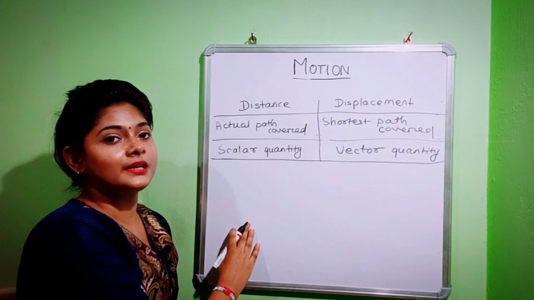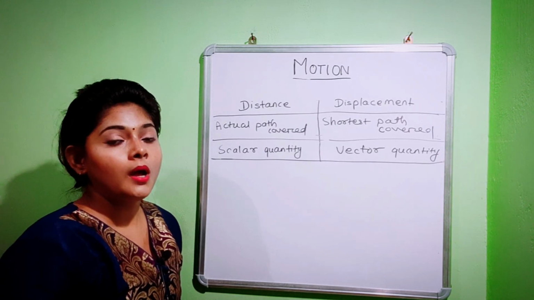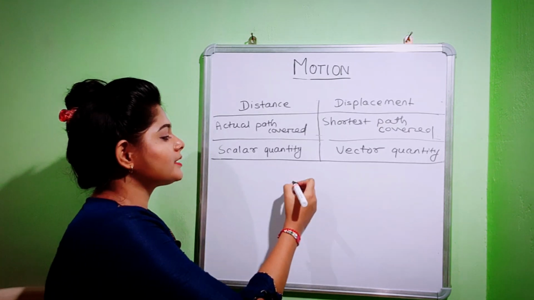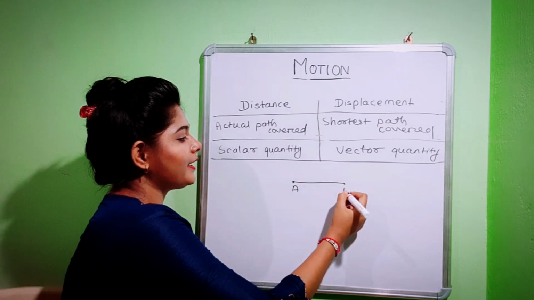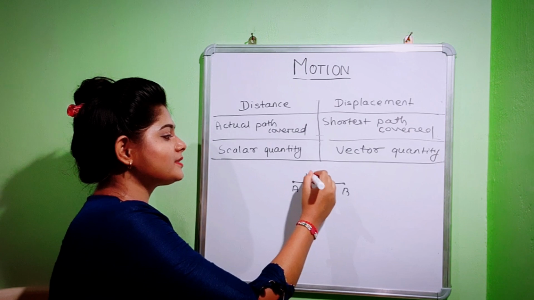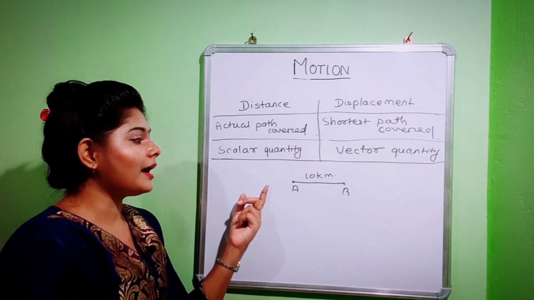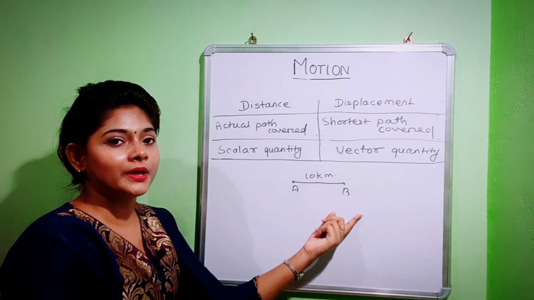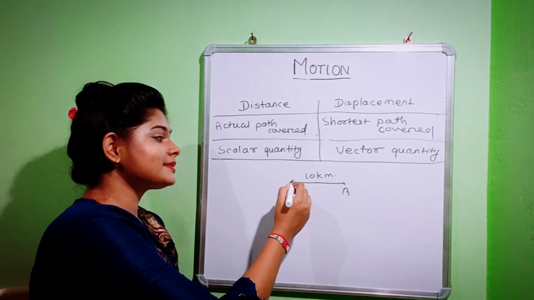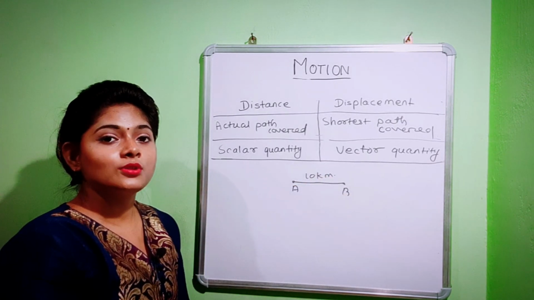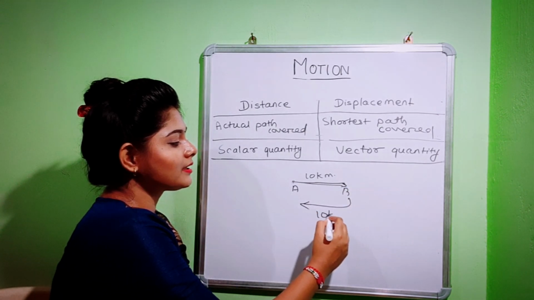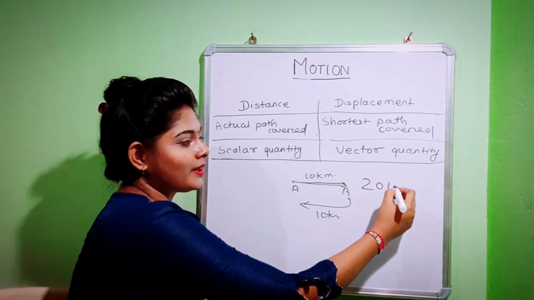So the third difference is distance can never be 0, but displacement can be 0. Let's take an example to understand this. Suppose this is point A and this is point B. The length between A and B is 10 kilometer. A car moves from point A to point B, then again from point B to point A. So the initial point is A and the final point is also A. Here the distance is 10 kilometer, then again 10 kilometer. So the total distance is 20 kilometer.